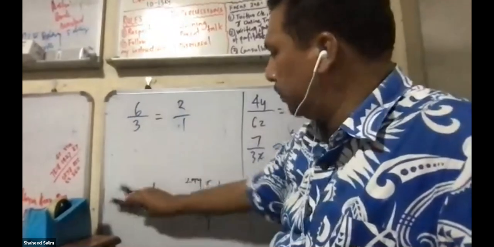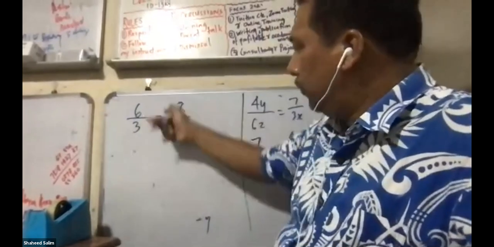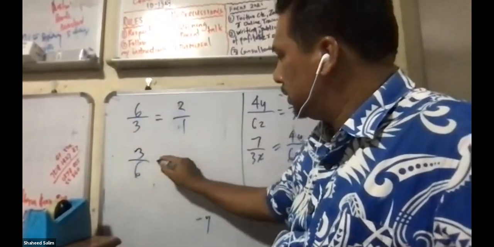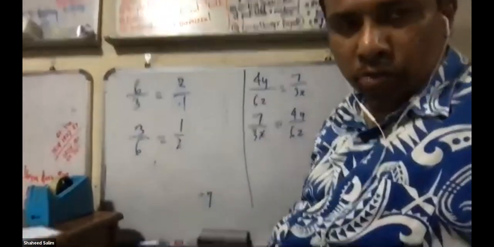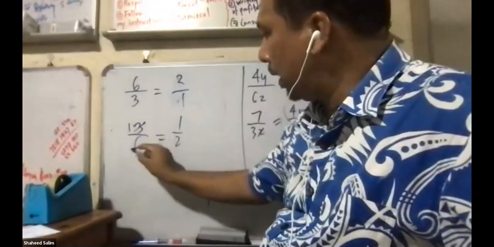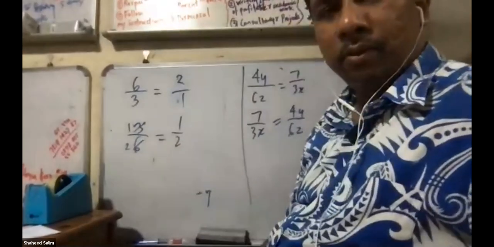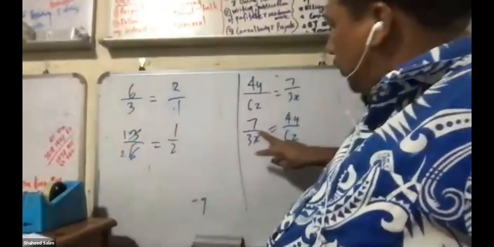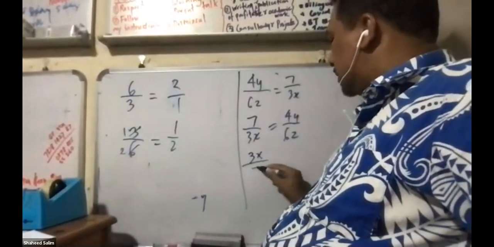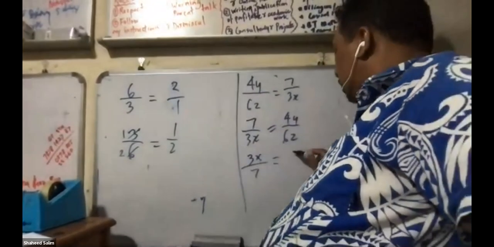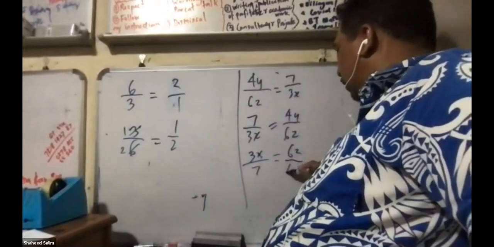Now, I try to flip. I flip it around, 3 over 6. I flip this around, 1 over 2. Is this true also? Yes, it's true also, because divide by 3, you get 1, divide by 3, you get 2. It's the same. So that means I can also flip like that. Watch, I flip. Now it becomes 3x over 7 equals to 6z over 4y.